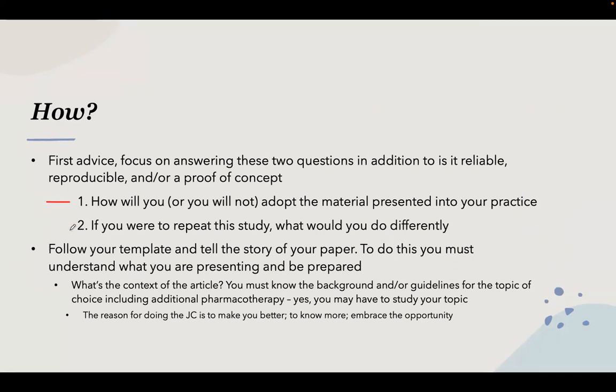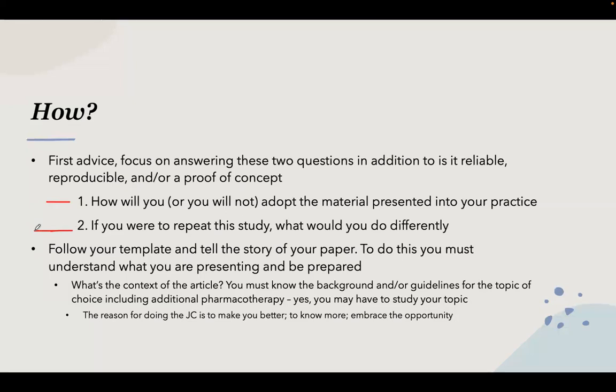Those would be some of the weaknesses or biases. And so if you're going to adopt it, tell us the why, define the why. And if you were to repeat this study, what would you do differently? That means you found a potential weakness. So you have your strengths and you have your weaknesses. There you go. Easy as that, right?